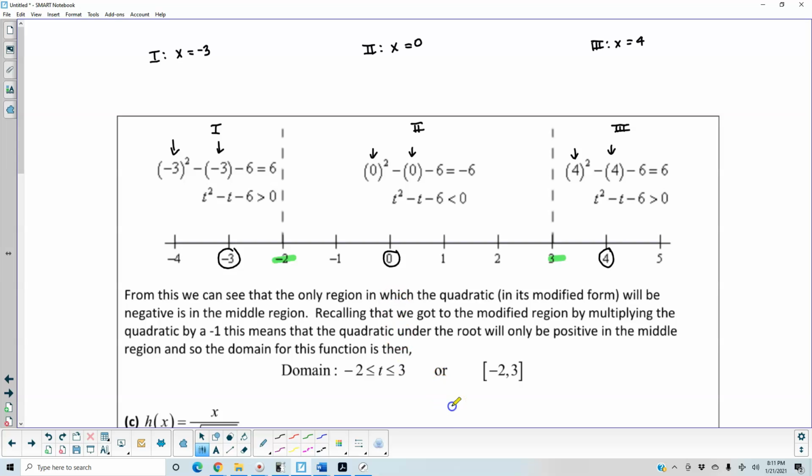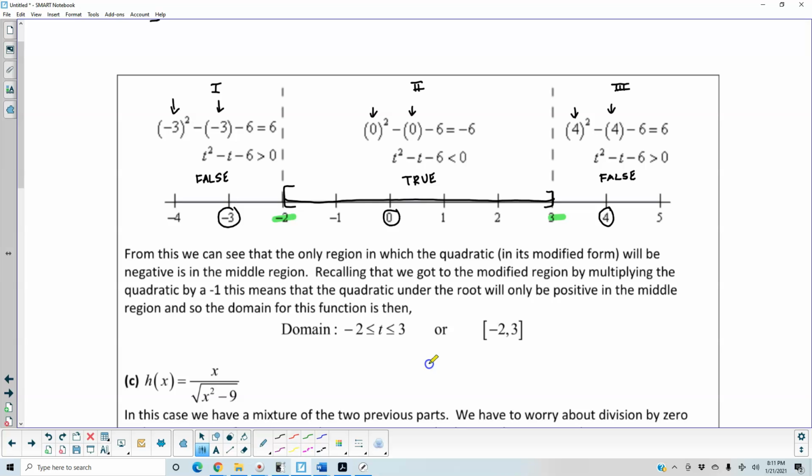So therefore, we know that it's true in region 2 and false for regions 1 and 3. So that means we have a bracket here, and we're including everything in between -2 and 3, which then represents our domain.